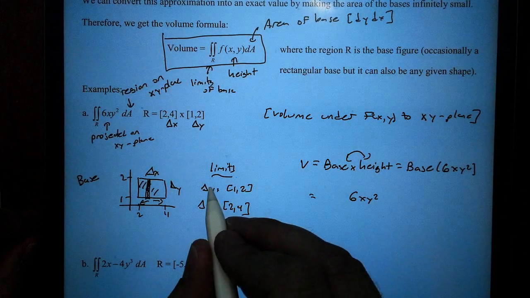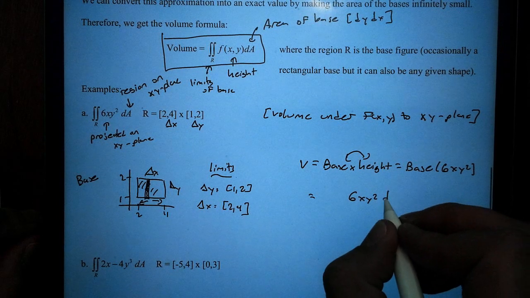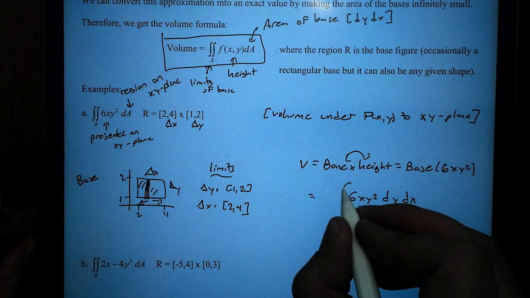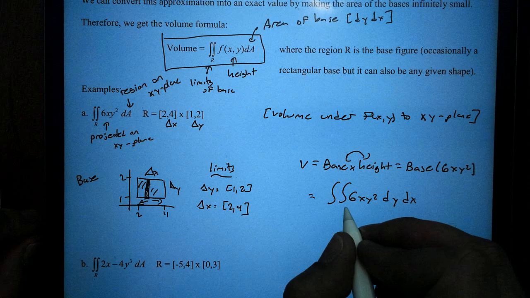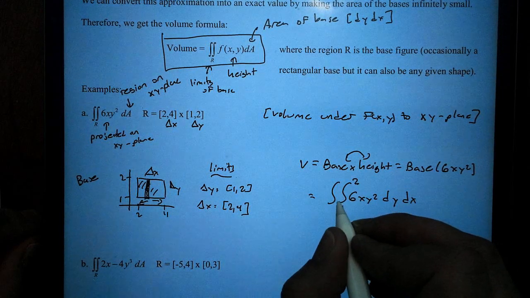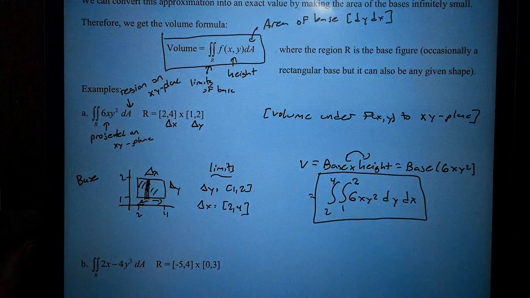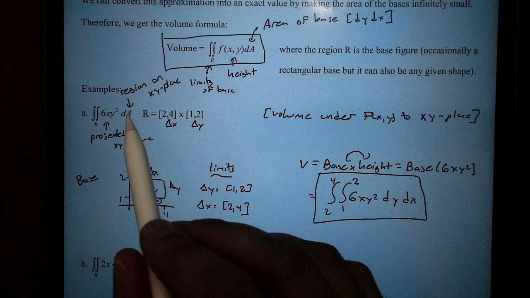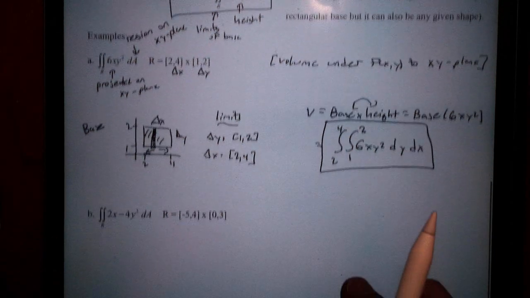Now, I'm going to do dy first because I chose a vertical rectangle. I'm going to put it in terms of dy first. We saw that yesterday, dy dx. And we're going to integrate that. Well, my y's are going to go from 1 to 2, and my x's would go from 2 to 4. And this is our integral that will find the volume of this region right here, that surface.